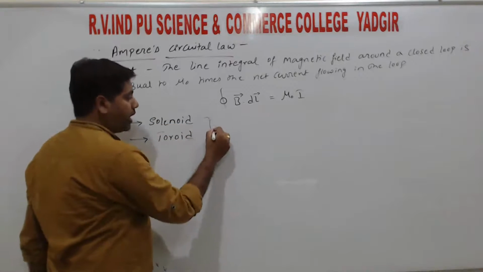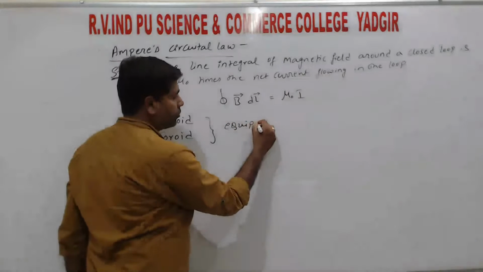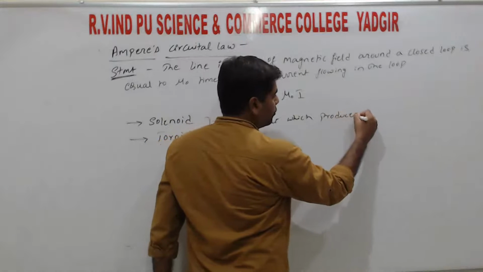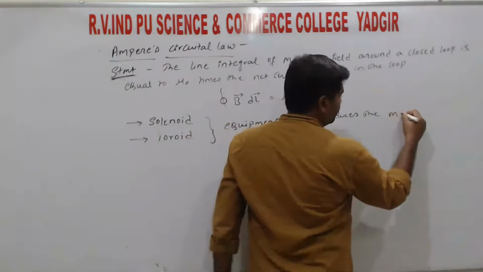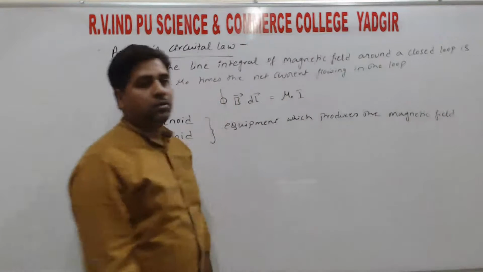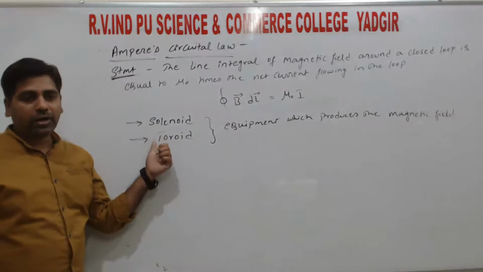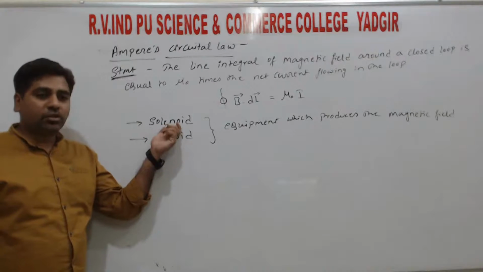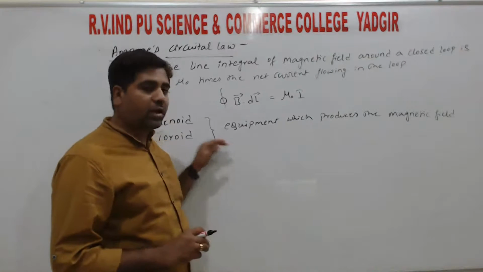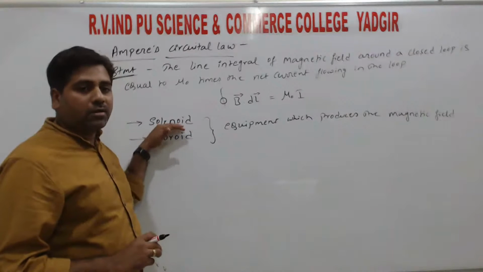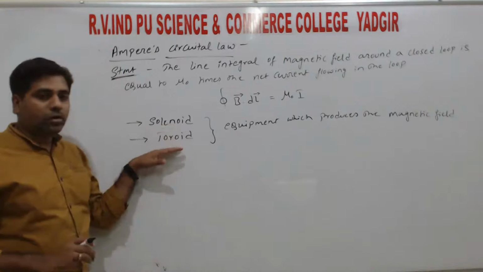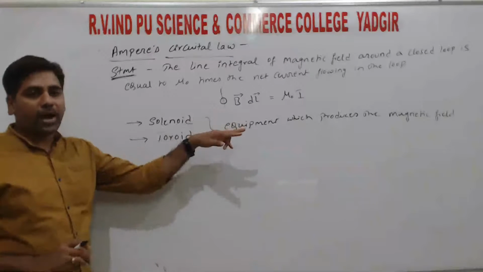These are the equipments which produce the magnetic field. So what is a solenoid and what is a toroid? These are the equipments, that means instruments. Both of these are instruments. If we need a magnetic field, we are going to use these instruments, which produce the magnetic field. So solenoid and toroid both produce the magnetic field.